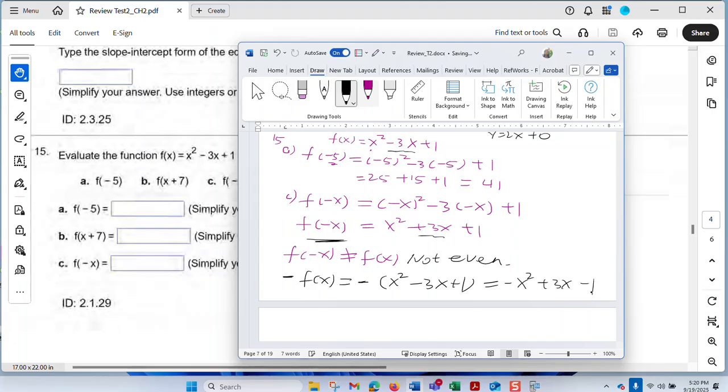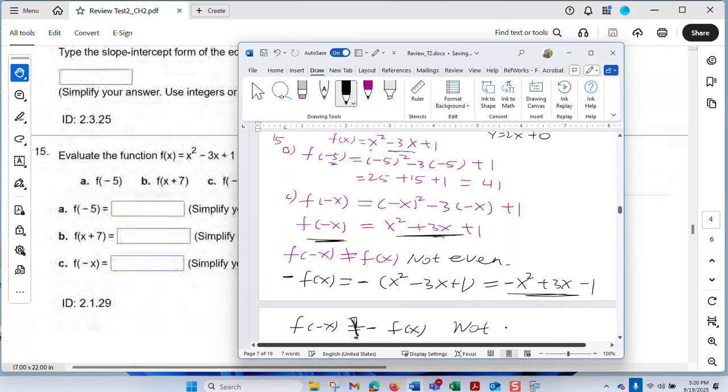And is f of negative x equal to negative f of x? Are these two equal? Okay, we have this one right here, and then we have this one right here. Apparently, they are not equal. So what does that mean in here? That means this is not odd either. So that means this function is neither. It's not an even, not an odd function. That means it's not symmetric with the y-axis, it's not symmetric with the origin.